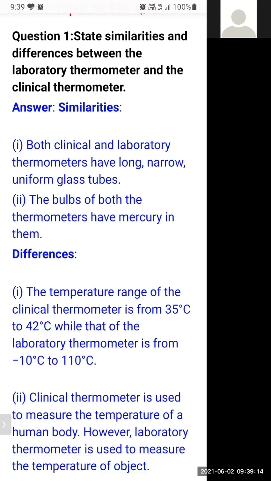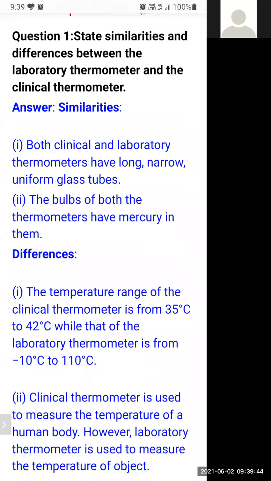The bottom part is known as the bulb, and inside the bulb there is mercury. You have to remember, mercury is a liquid metal, the only liquid metal that we have. Mercury has a special property: when it gets some heat, it expands and increases in length. With the help of this property we can measure the temperature. So these are the similarities.